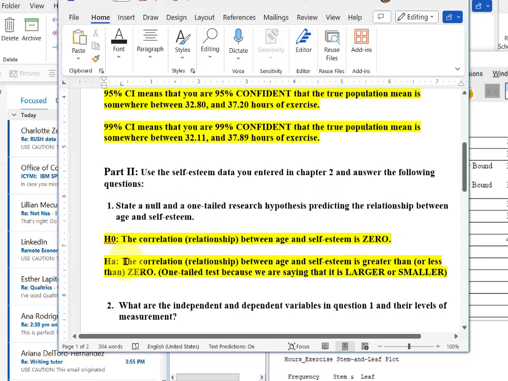And then the alternative to that, they want a one-tailed test. So we said the correlation between age and self-esteem is greater than, or less than, either one of those is fine, 0. So this makes it a one-tailed test because we're saying that one side is larger or smaller than the other. It doesn't matter if it's 0, whatever you're comparing the two between. So again, if we say it's larger or smaller than, that gives you the less than or greater than symbols, that automatically means it's a one-tailed test.